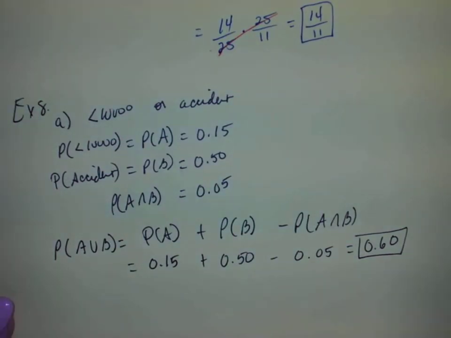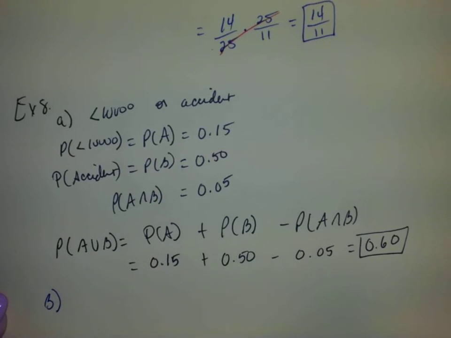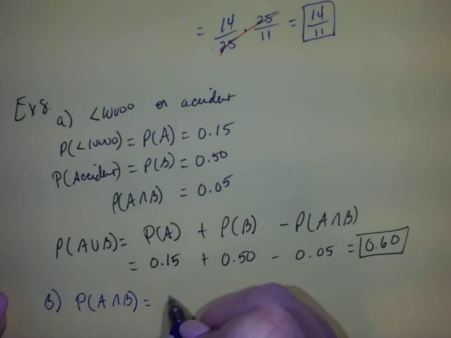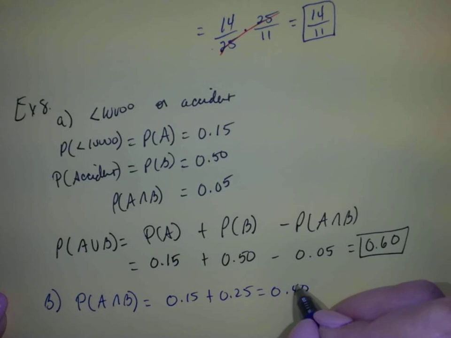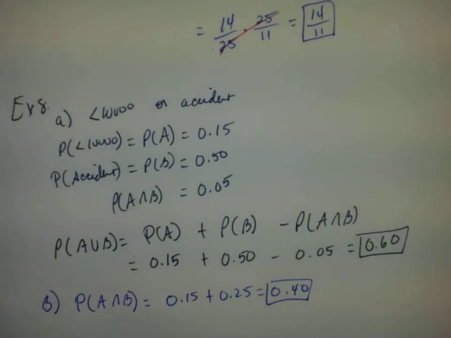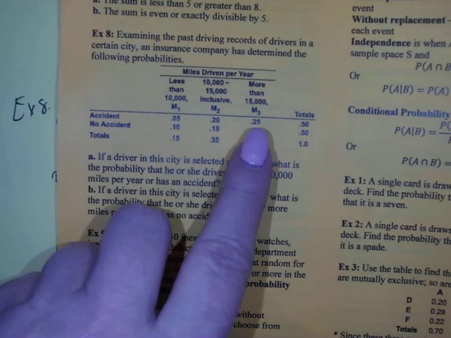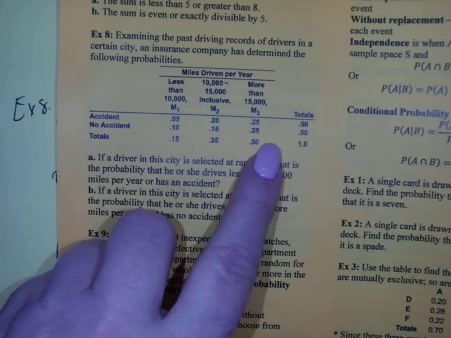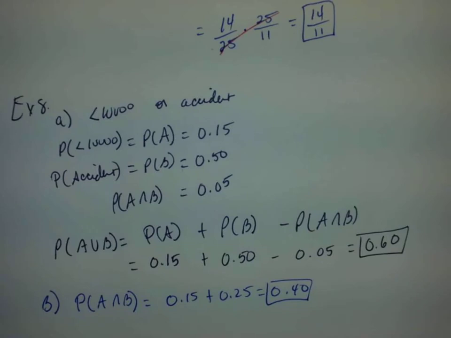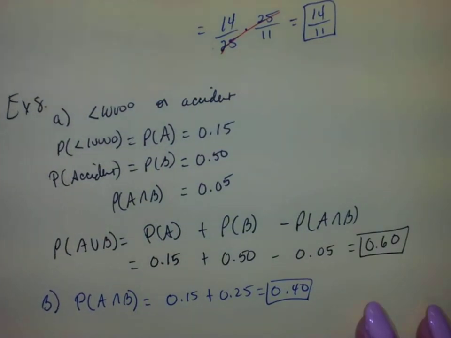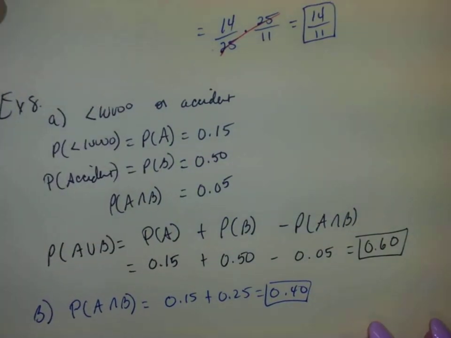So for part B, we are looking at the probability of A intersected with B, and it would be 0.15 plus 0.25 equals 0.40. That's coming from those two numbers, 0.15 and 0.25, in the greater than 10,000 intersected with no accidents. All right, so now we're going to go on to our next example, example 9.